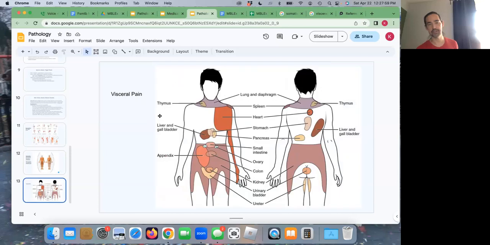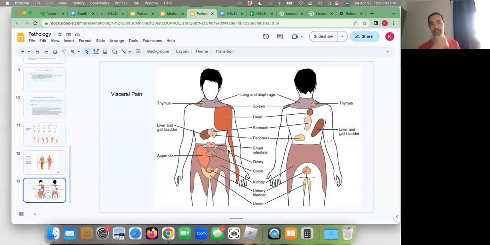Okay, and then here's the chart on visceral pain, so you guys can take a look at that. We're going to move on from the pain discussion. Are there any questions about any of those?